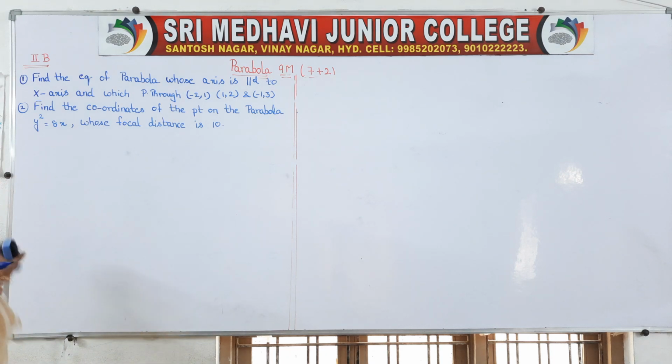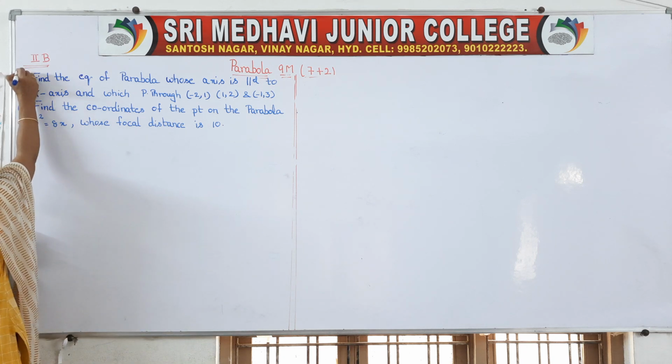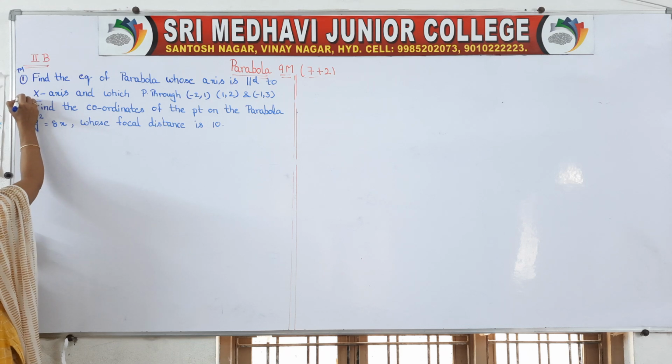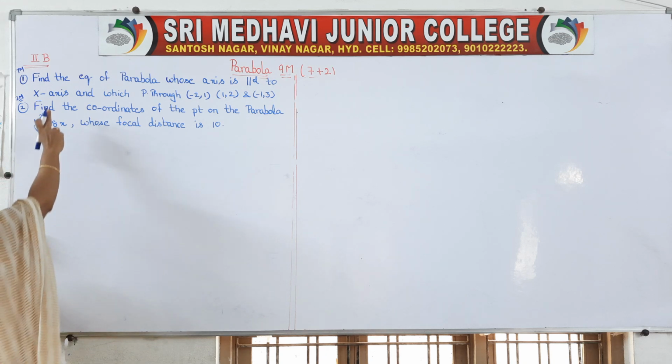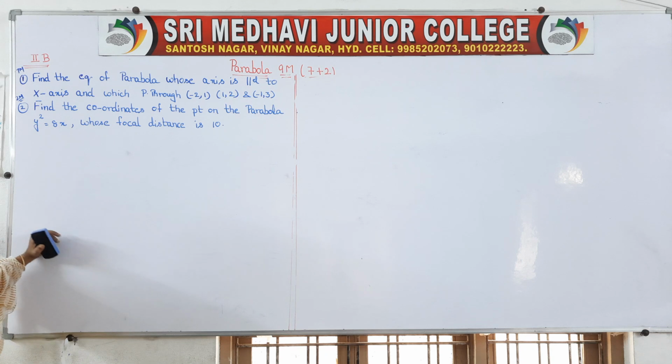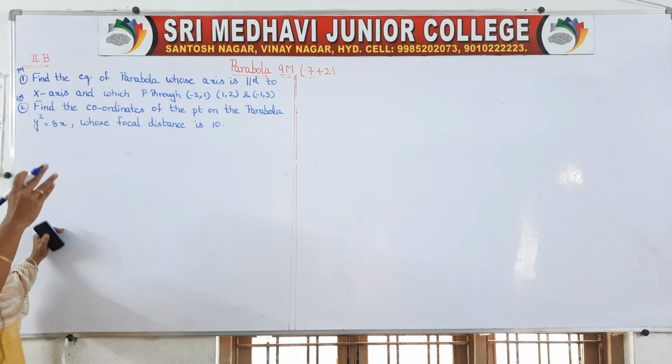So today we will solve another 7 marks problem, right? One 7 marks problem is there, one 2 marks problem is there. So first come to the 7 marks problem. Find the equation of the parabola whose axis is parallel to x-axis and which passes through (-2, 1), (1, 2) and (-1, 3).